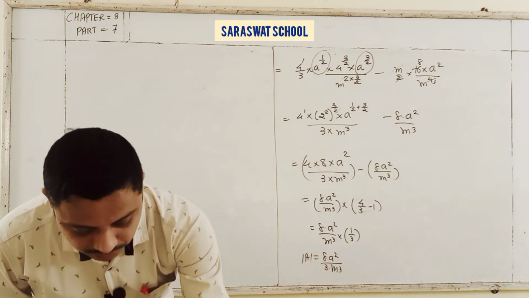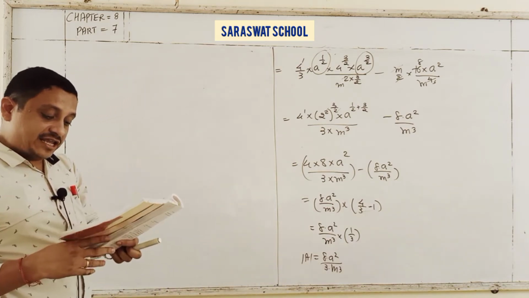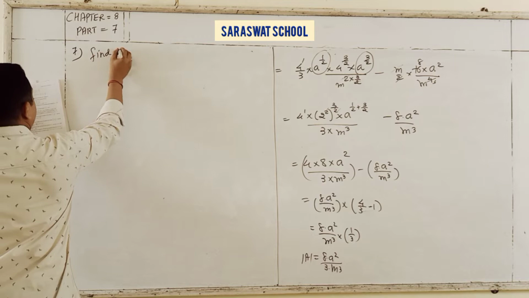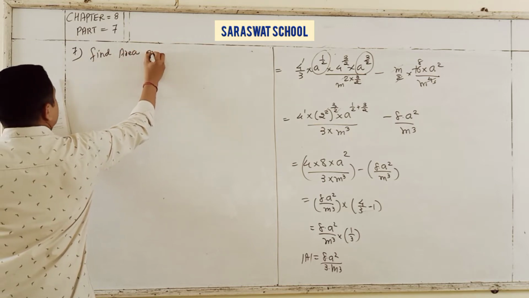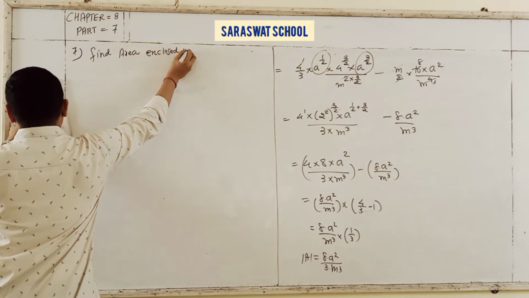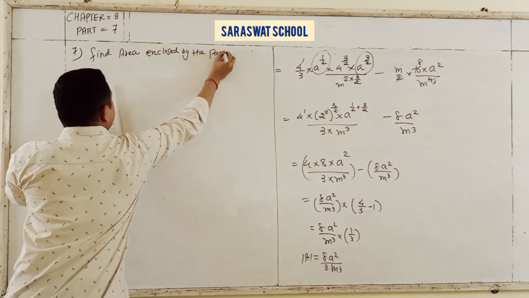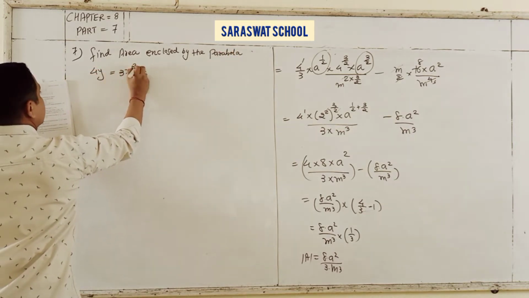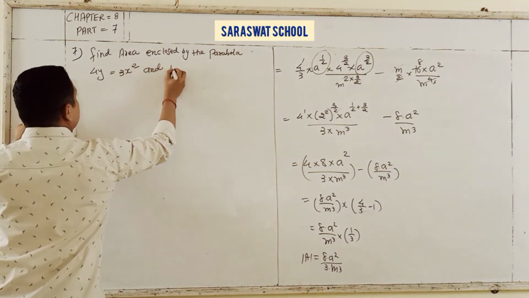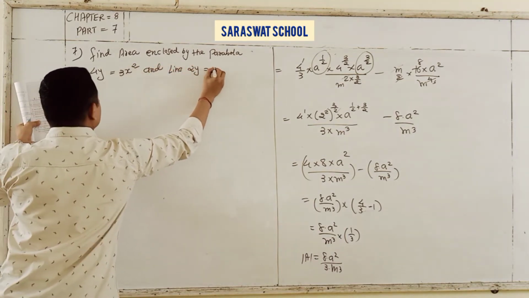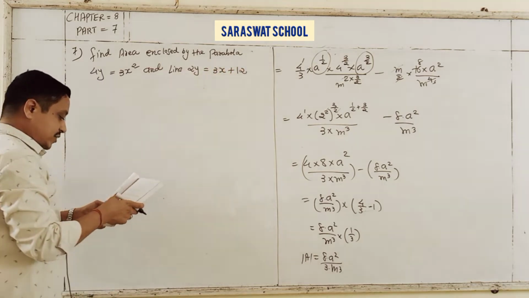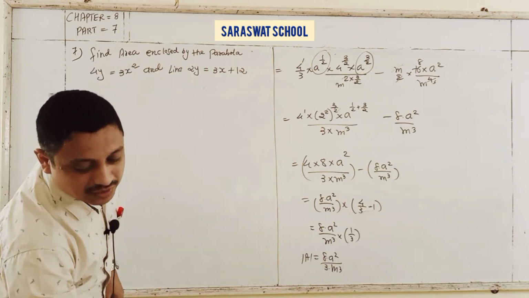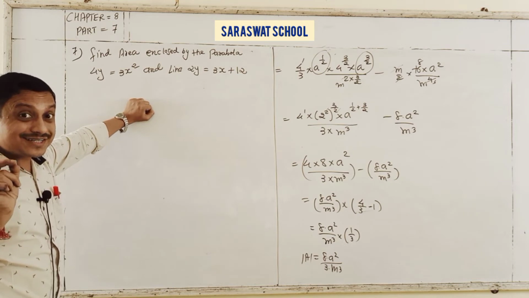Continue. Question number 7. A line given and a parabola given. So find the area enclosed by the parabola 4y is equal to 3x square, and the line 2y is equal to 3x plus 12. So it is simple. Here for both, I find the common intersection.